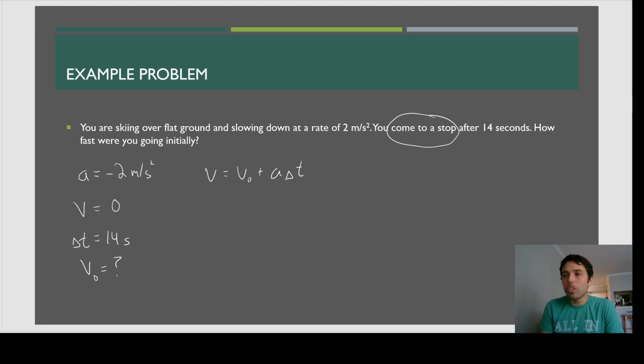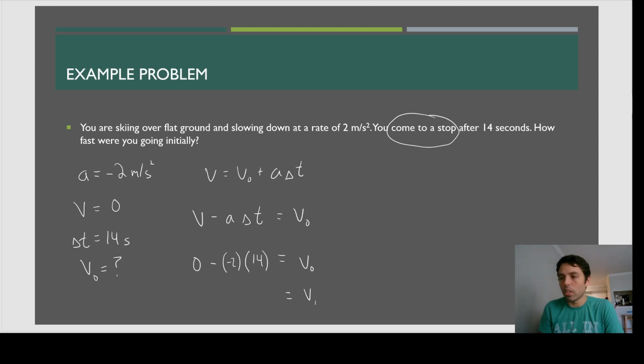We're going to rearrange the equation for the thing I'm looking for before I do any of that. So it's pretty simple, really. It's just going to subtract this over to this side. So I'm going to have v minus a delta t equals v naught. So now we can plug in numbers. So v naught equals my final velocity, which was 0. Well, that's easy. Minus negative 2 times delta t, which was 14 seconds.